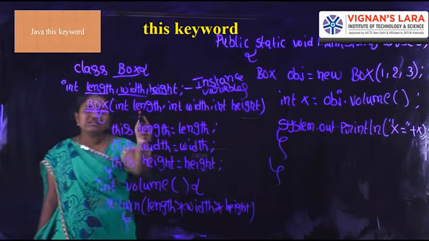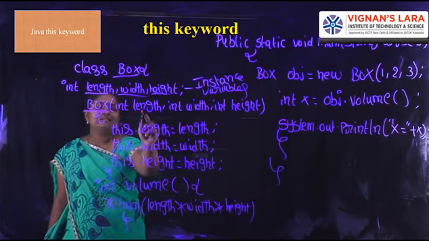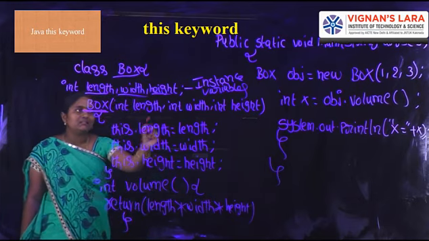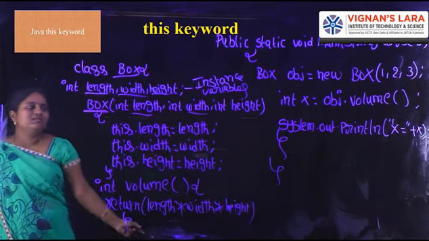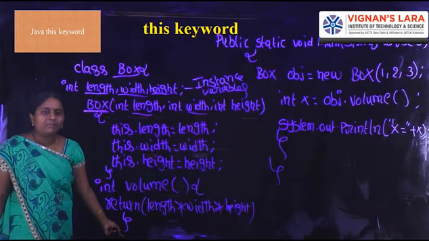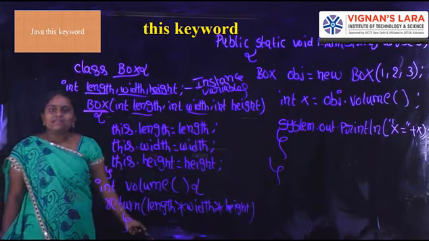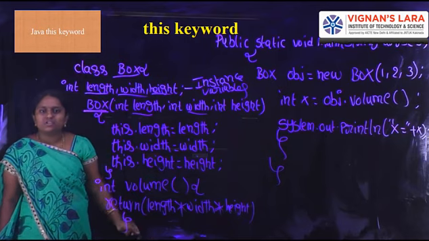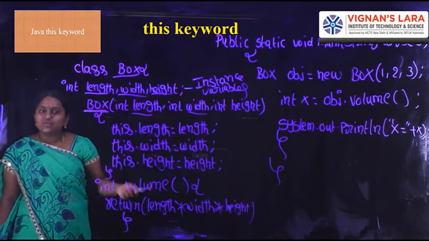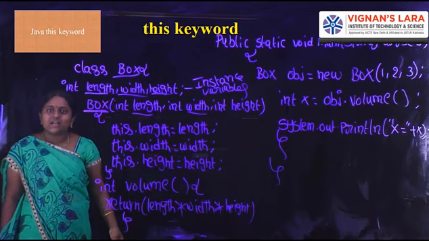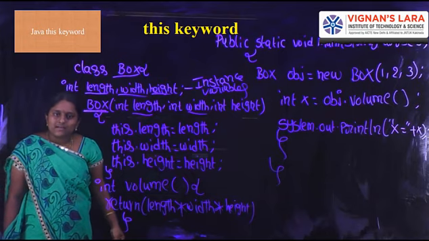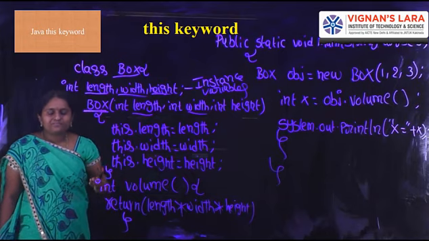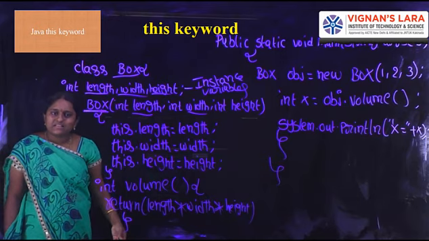So in this constructor, I am passing three parameters: length, width, height. These three are parameters of integer data type. We already discussed the types of constructors in the previous class, whether it is a default constructor or a parameterized constructor. Any constructor that accepts arguments as parameters is known as a parameterized constructor.